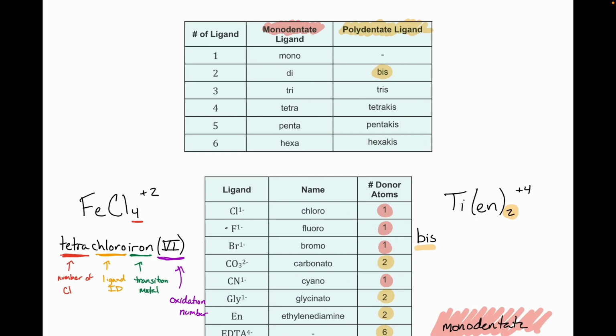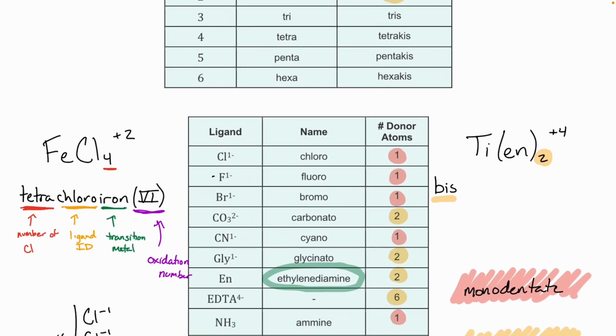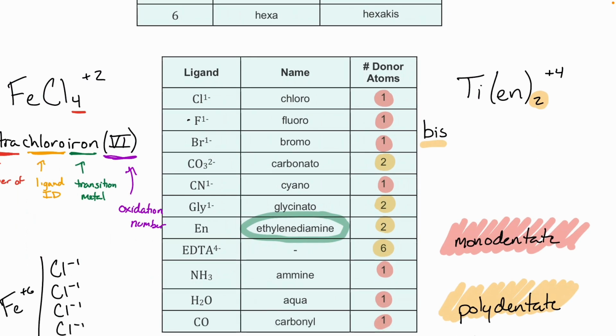I'm again going to name my ligand. I'm going to look it up for en. Again, just rolls off the tongue, ethylene diamine. And I don't know why, but for polydentate ligands, they put the ligand name in parentheses.